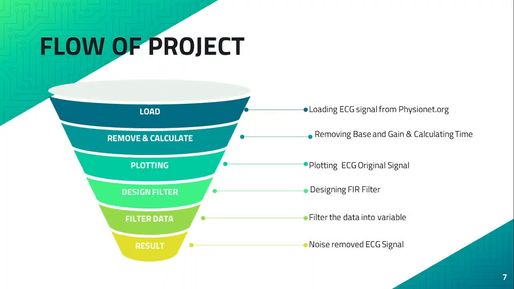So this is the flow of the project. First of all, we load the ECG signal from the physionet.org website database. After that, we remove the base and gain and calculate the time. After that, we plot the original ECG signal, design the FIR filter, and then filter the data into a variable, and finally we get the noise-removed ECG signal. This is the flow of our project.